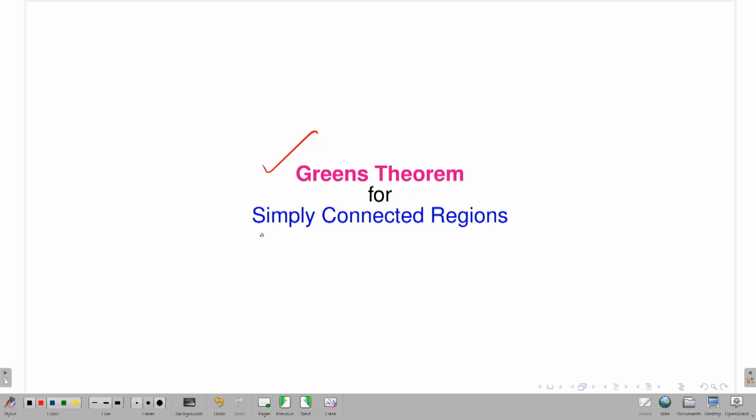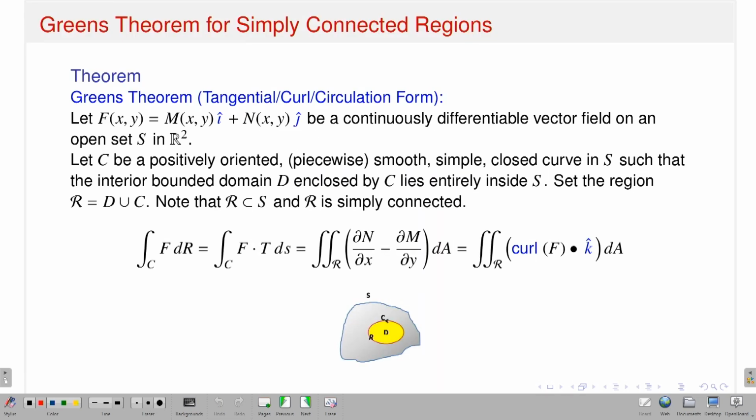So, Green's theorem for simply connected region. So, I will start with a region which is simply connected, and there I will make a statement of Green's theorem. Okay, let us see what is the statement. Okay. So, that is what I have written. So, this is Green's theorem for simply connected region. That means you start with a region which is simply connected. Okay, very nice.